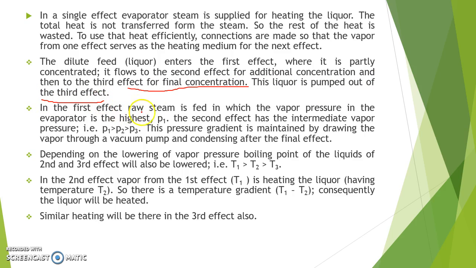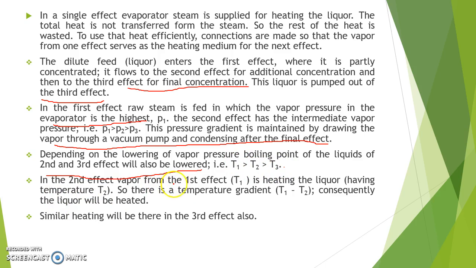In the first effect, raw steam is fed, in which vapor pressure in the evaporator is the highest, which I have discussed in the previous slide. The pressure gradient is maintained by drawing the vapor through a vacuum pump and condensing after the final effect. Depending upon the lowering of vapor pressure, the boiling point of liquids of the second and third effect will also be lowered. That is, temperature in the first effect is higher than in the second effect, than in the third effect.